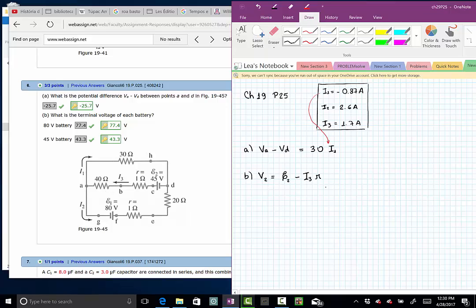Same thing for this other battery here, which I'll call V1. We have the EMF, we have the current I2, and we have the little resistance R. So with that, you're going to get the value of the voltage. Both voltages will be a little smaller than the EMF. And this is the end of this problem.